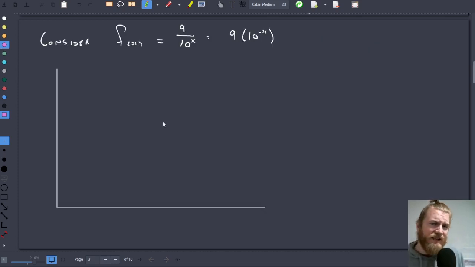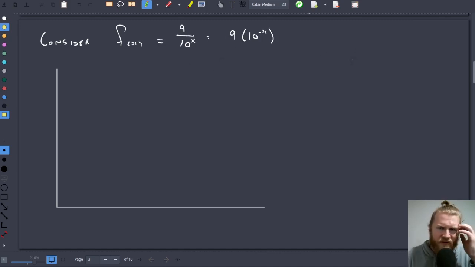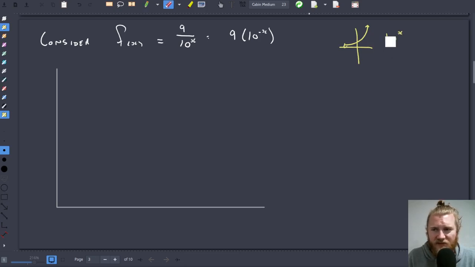Okay, so let's take a look at an example. What I want to do is think about this function here. Let's consider this function 9 over 10 to the x, or 9 times 10 to the negative x. You might remember that exponential functions always kind of look the same. Exponential functions normally look like this. This would be like 10 to the x, and then we are just scaling them based on what the base is. So maybe I'll say b to the x for some base.